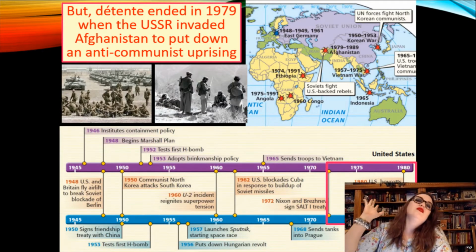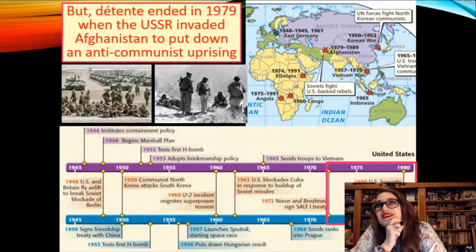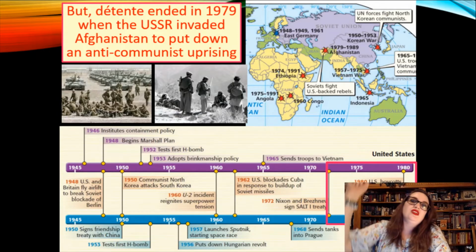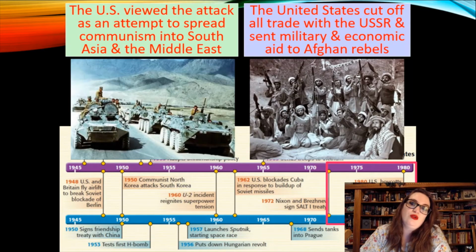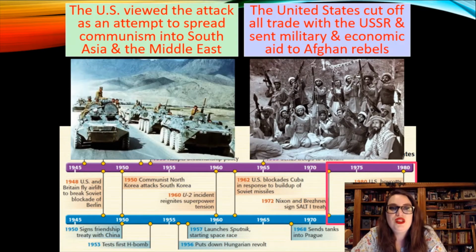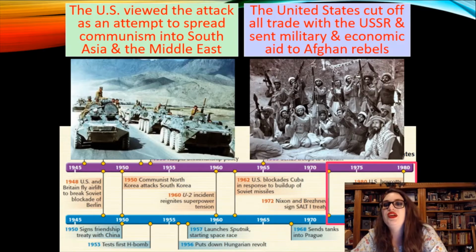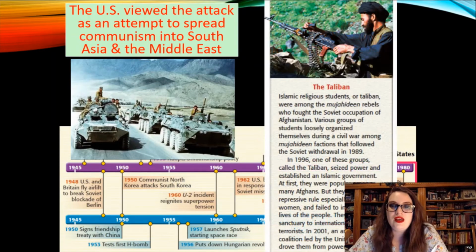But détente ended in 1979, of course, when the Soviet Union invaded Afghanistan to put down an anti-communist uprising. Oh no. The U.S. viewed the attack as an attempt to spread communism into South Asia and the Middle East. So the United States cut off all trade with the Soviet Union and sent military and economic aid to Afghan rebels. The Taliban.